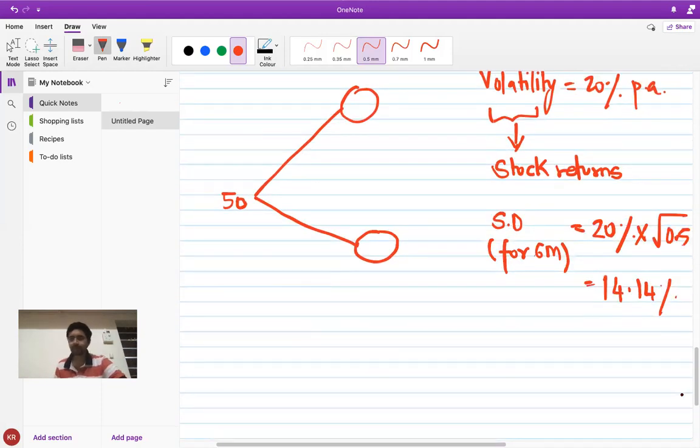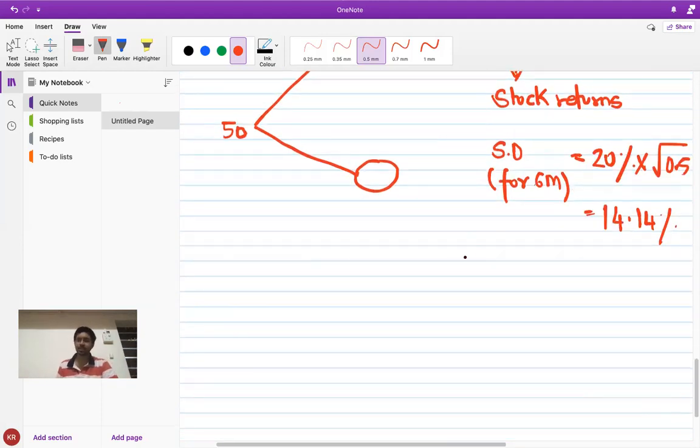Agreed? It is 14.14%. So one way of looking at it is that the share price from here can either go up by 14.14% or fall by 14.14%. The share price can only change once in a binomial model. And what could be the potential share prices? The share price can move from the current price to either an upside of 14.14% or a downside of 14.14%.